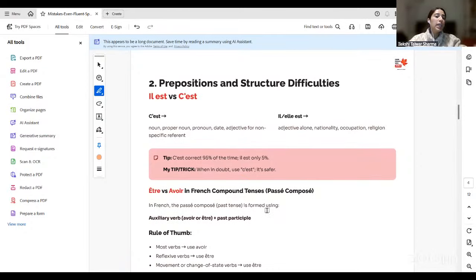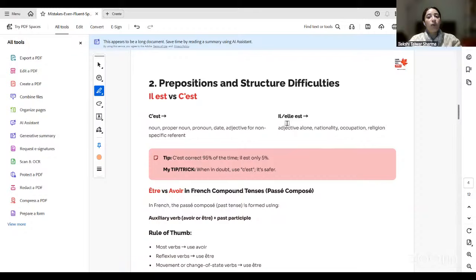If I move forward from there, my favorite, preposition. The difference between il est versus c'est. If it's a bottle of water, will I say c'est une bouteille d'eau or will I say il est une bouteille d'eau? Which is better? C'est une bouteille d'eau or il est une bouteille d'eau? C'est une bouteille. Absolutely, absolutely. So if you're referring to an object, a noun, a proper noun, a pronoun, an adjective, which is non-specific, non-referent, it is c'est. Even for a lot of cases, it's going to be c'est only.